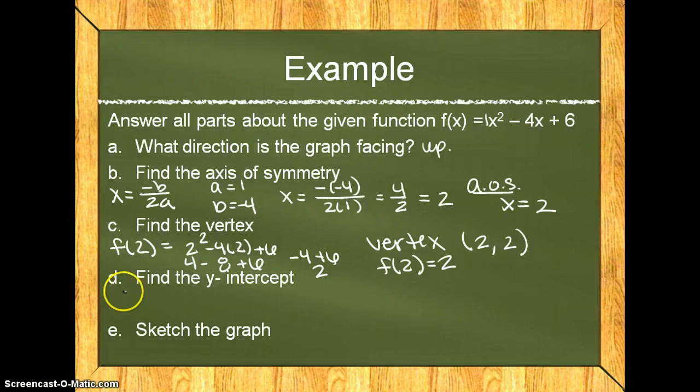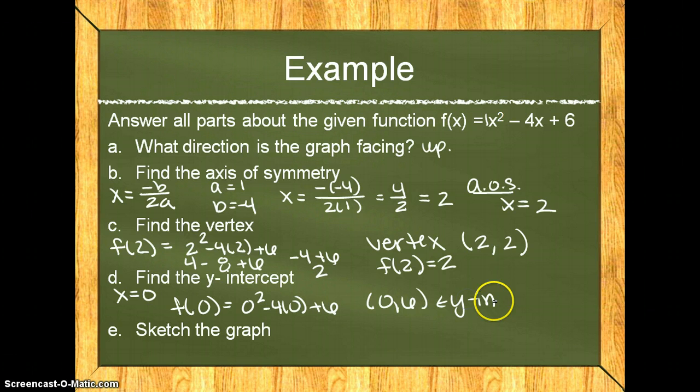Find the y-intercept. Well, the x is equal to 0 for the y-intercept. So therefore, f of 0 is equal to 0 squared minus 4 times 0 plus 6. So 0, 6 is the y-intercept. The last thing that it asks for is for you to sketch the graph. To sketch the graph, you just need to plot a couple of points.